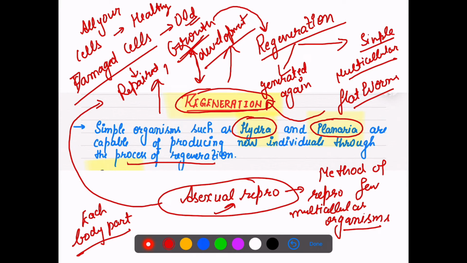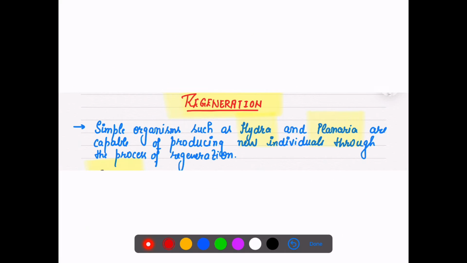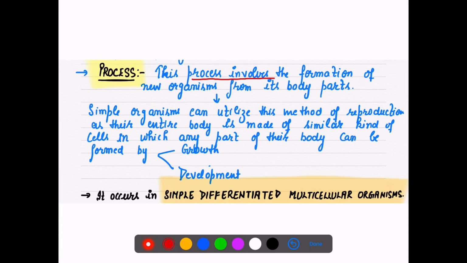But if I ask you how cells in your body are repaired, how the tail of a lizard gets developed, that is also regeneration. So don't get confused by the term, as regeneration's actual meaning is generated again, right? So regeneration is basically of two types: one is for growth, repair and development, and one is for reproduction. Let's see step by step what is happening here. This process of regeneration is actually the formation of a new organism from body parts.